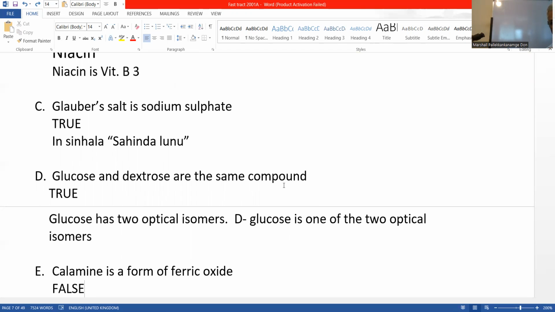D. Glucose and dextrose are the same compound. That is true. Glucose has two different optical isomers, D and L. So D isomers and L isomers are there. You can see on the label also glucose D. Glucose D is called dextrose because it is dextrorotatory, deviating the plane polarized light to the right direction. That is optical isomerism. You all learned it in A level.